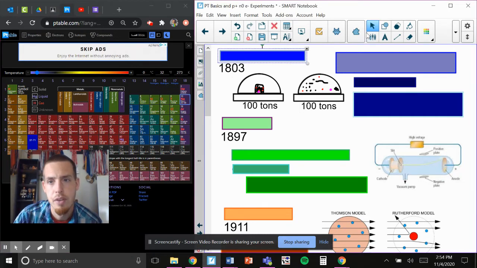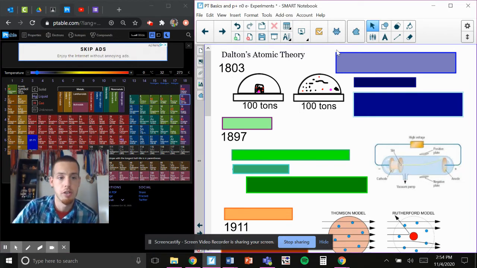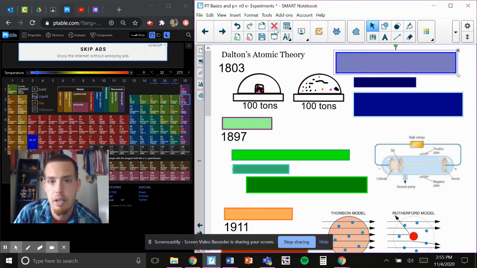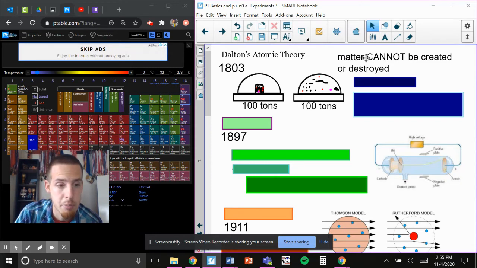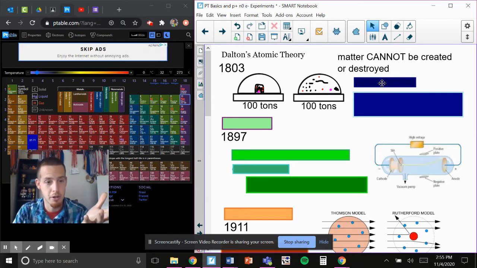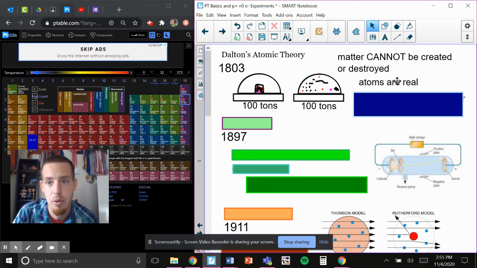So in 1803, John Dalton came out with his atomic theory. And there were a few postulates that came with that. Those being, one, matter cannot be created nor destroyed. That you probably know already. I can't just make a smoothie appear out of my hands, and I can't just make this pen vanish because I want it to. That doesn't work. Same thing with energy. Atoms are real.